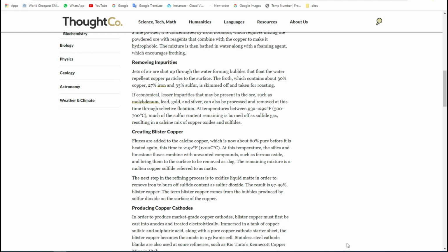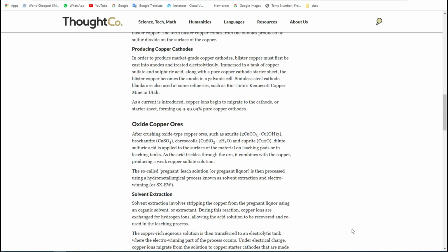At this temperature, the silica and limestone flux combines with unwanted compounds such as ferrous oxide and brings them to the surface to be removed as slag. The remaining mixture is a molten copper sulfide referred to as matte. The next step in the refining process is to oxidize the liquid matte in order to remove iron and burn off sulfide content as sulfur dioxide. The result is 97% to 99% blister copper. The term blister copper comes from the bubbles produced by sulfur dioxide on the surface of the copper.